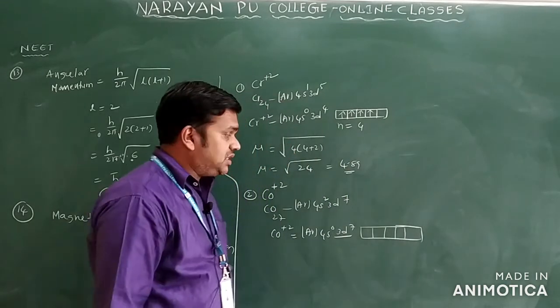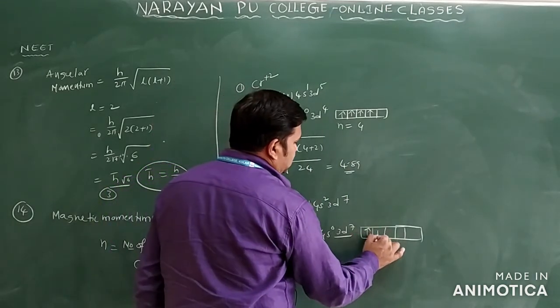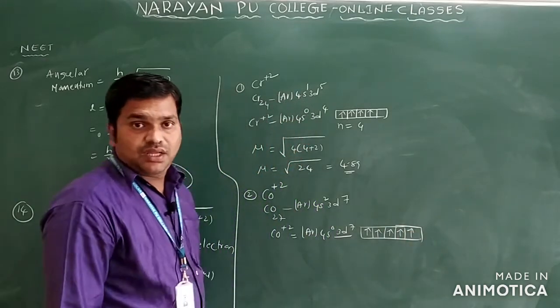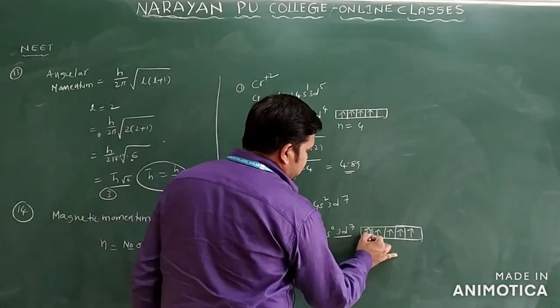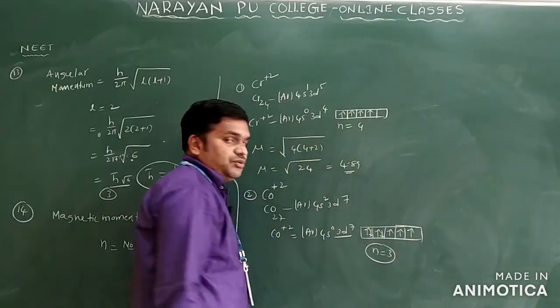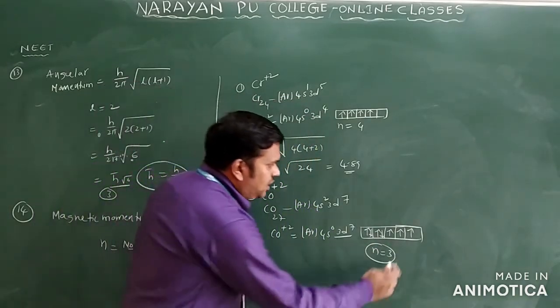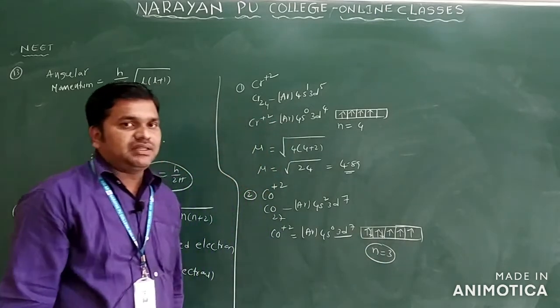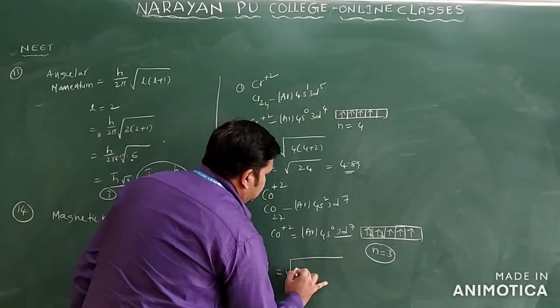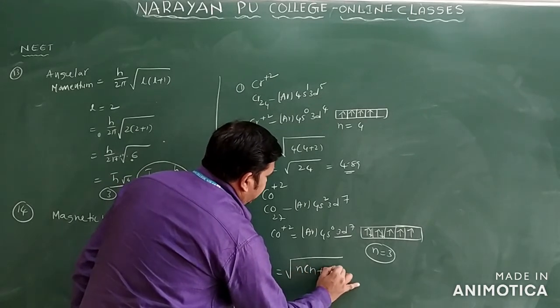Okay, 5 electrons we have. Here 1, 2, 3, 4 and 5. And you will write what here? 6 here, you will write 7. So n is equal to how much? 3 more. n is equal to 3. 1, 2, 3 single electrons, how many are there? 3 are there. Now we can write mu is equal to square root of n into n plus 2.